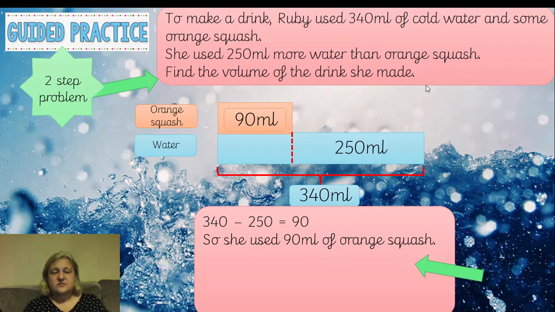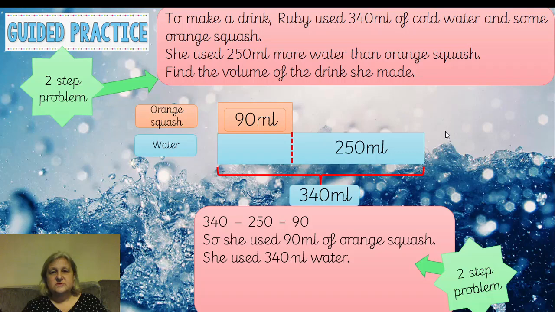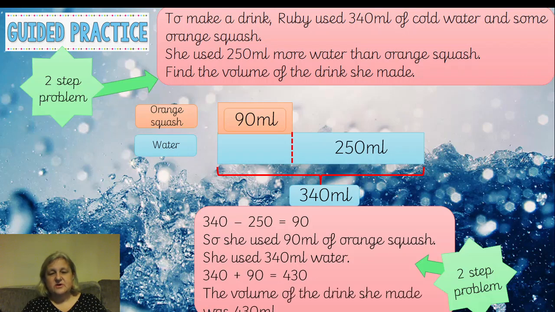To find the volume of the whole of the drink, we go back to the start and we find that she used 340 millilitres of water. Now we're going to add on the orange squash, which is 90, and the total is 430. So we can change that into millilitres, and Bob's your uncle, we're there.